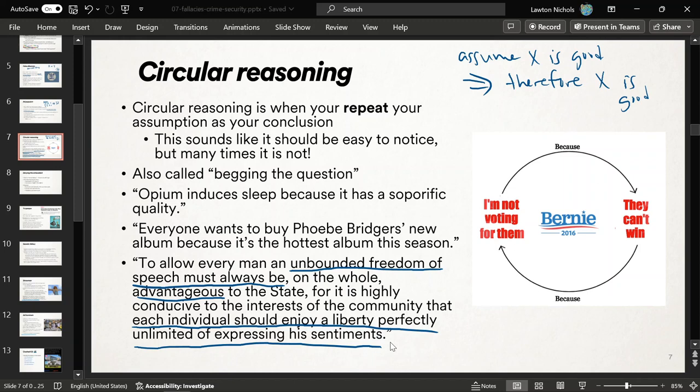See how it is subtle if you drone on like this. That is a problem. That is circular reasoning. You can't use an assumption as a conclusion. Doesn't prove your conclusion, right? That's the idea. Any questions about that? Begging the question.